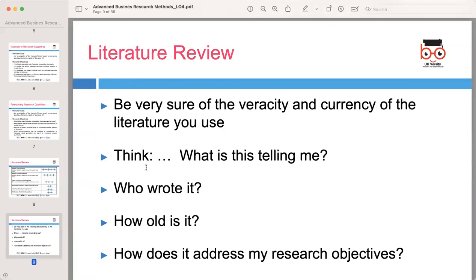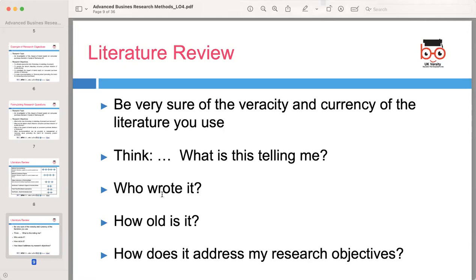So the first one is think before using any literature. It is key to ensure its accuracy and up-to-dateness, and then consider the credibility and expertise of the author. Who wrote the source you are using? So look for authors who are experts in their fields, have relevant qualifications, and are affiliated with reputable institutions.